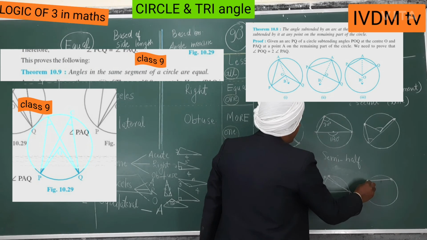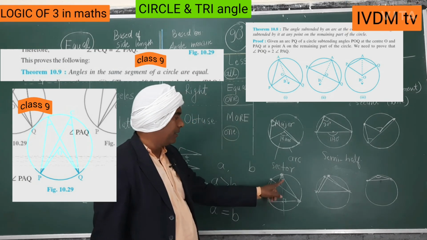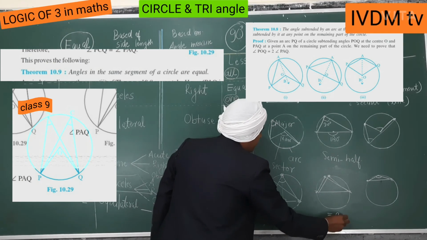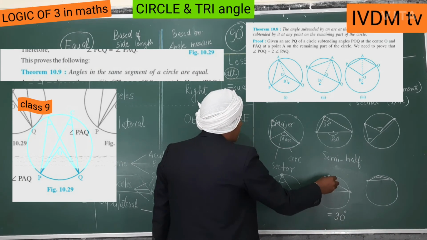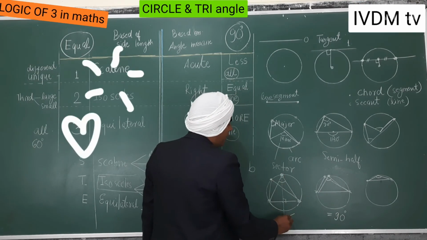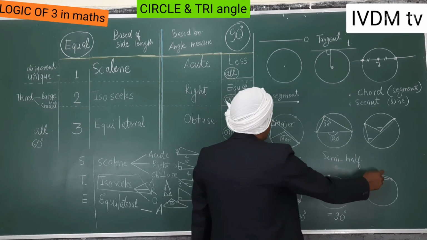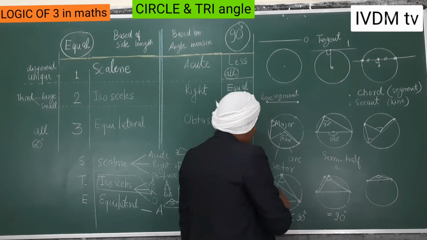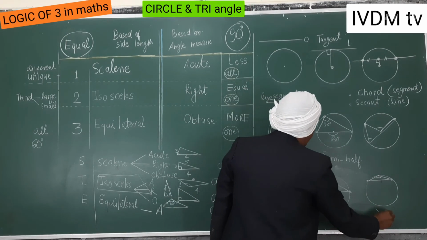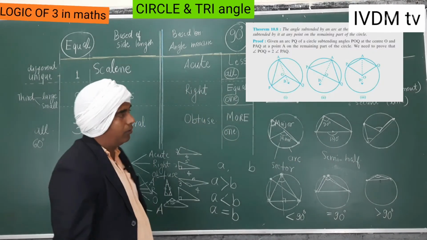And when you take the minor segment, the angle will be more than 90. Here, the angle is less than 90. Here it is equal to 90. For a semicircle, the angle is 90. This will be the angles of the major segment. Angles are less than 90. And this will be more than 90. So again 90, this one. So these are the 3 conditions holding.